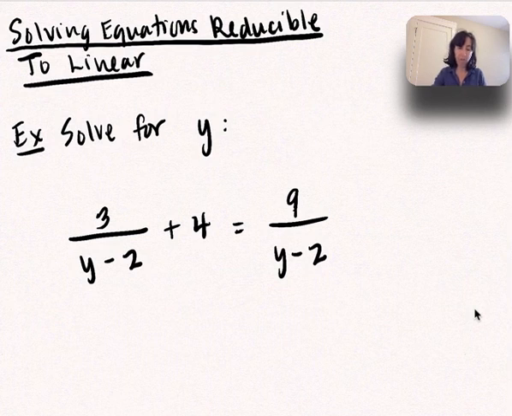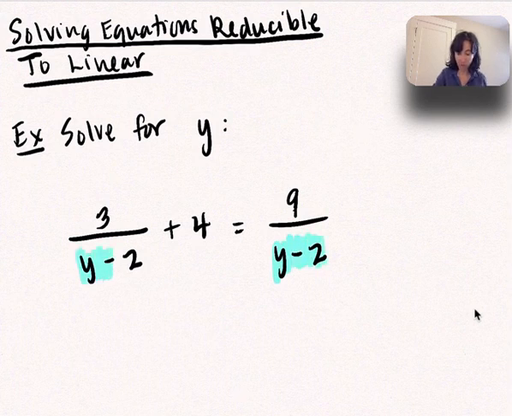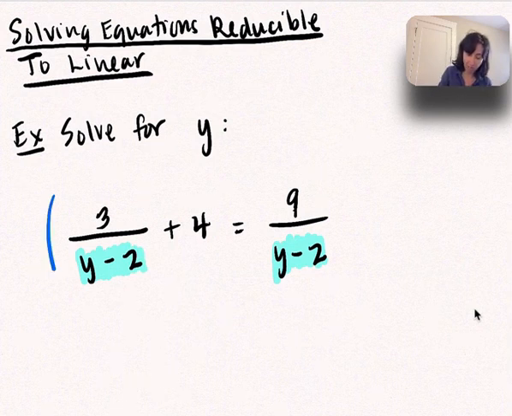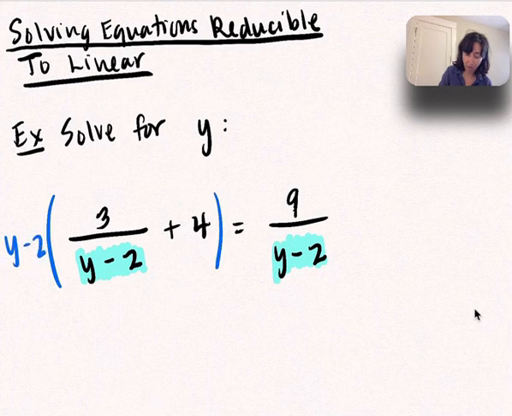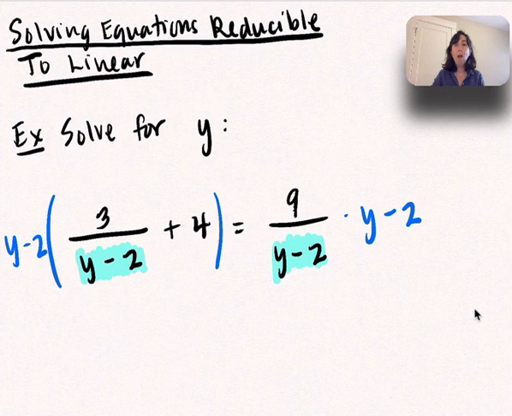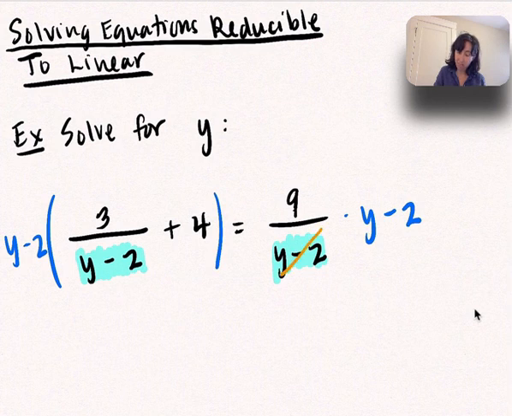Whatever you see in the denominator, in this case we have y minus 2 here and y minus 2 over here, you're going to multiply both sides of the equation by that. So I'm going to multiply the left-hand side of this equation by y minus 2, and I'm going to multiply the right-hand side of the equation by y minus 2. Why would we do this? Because if we do it, we get the things in the denominator to cancel away.